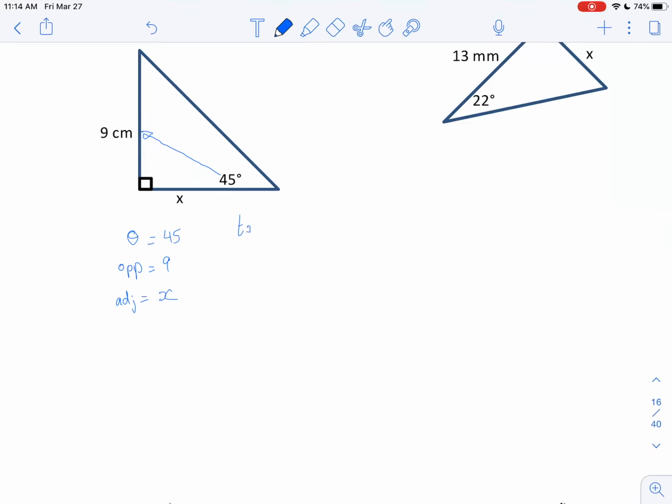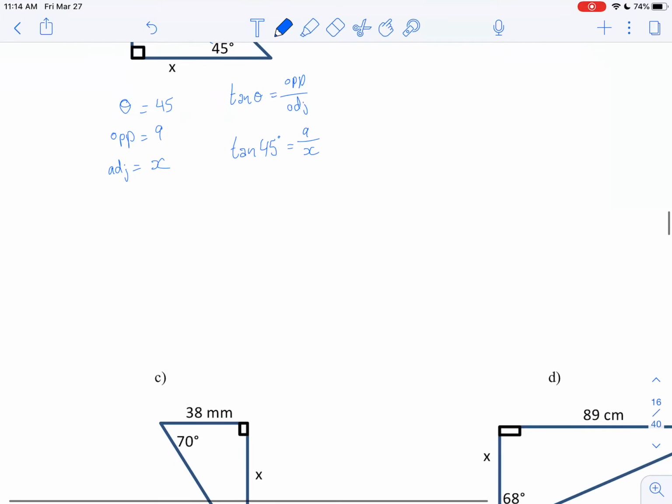So we're saying tan theta is equal to opposite over adjacent. Fill in what you know, what you don't know. Tan of 45 degrees is equal to opposite 9 over adjacent, which is x. So I'm going to multiply both sides by x to get x out of the denominator. X times tan 45 is equal to 9. And then I want to isolate for x, so I'm going to divide both sides by tan 45. So x is equal to 9 divided by tan 45.